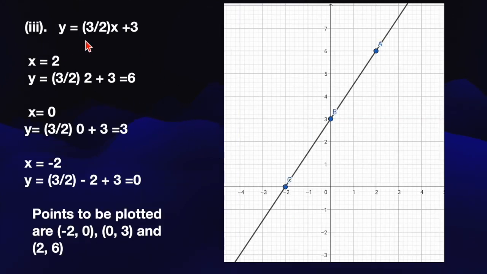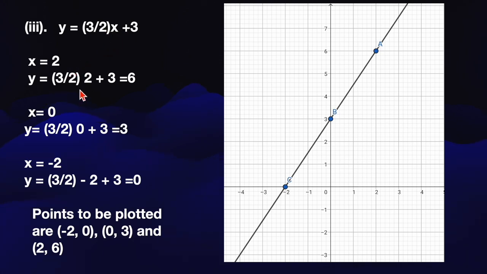Third sum: y is equal to 3 upon 2 x plus 3. Here this is the equation. We are going to find 3 points. Let's take x is equal to 2 here. Why have I taken 2? So that I can cancel out this 2 in the denominator, and you will get a whole number. Otherwise, if you put 1 here, you will get 3 upon 2 plus 3. It will be a fraction, and it is difficult to plot fraction points. It can be done, but it's difficult. So let's keep it simple and avoid the fractions.